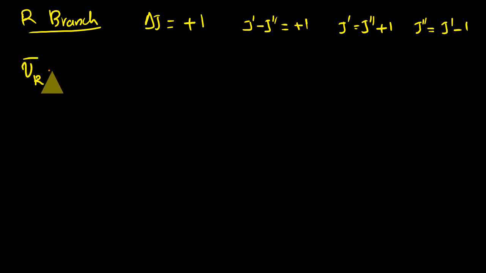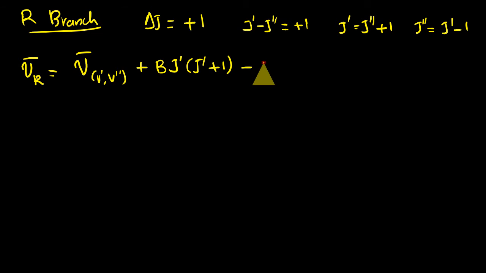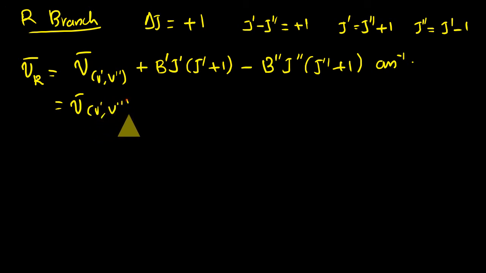So let me write nu bar R is equal to nu bar V prime V double prime plus B prime J prime into J prime plus 1 minus B double prime J double prime into J double prime plus 1 centimeter inverse. Okay, and that is equal to nu bar V prime V double prime plus B prime J prime J prime plus 1 minus B double prime.